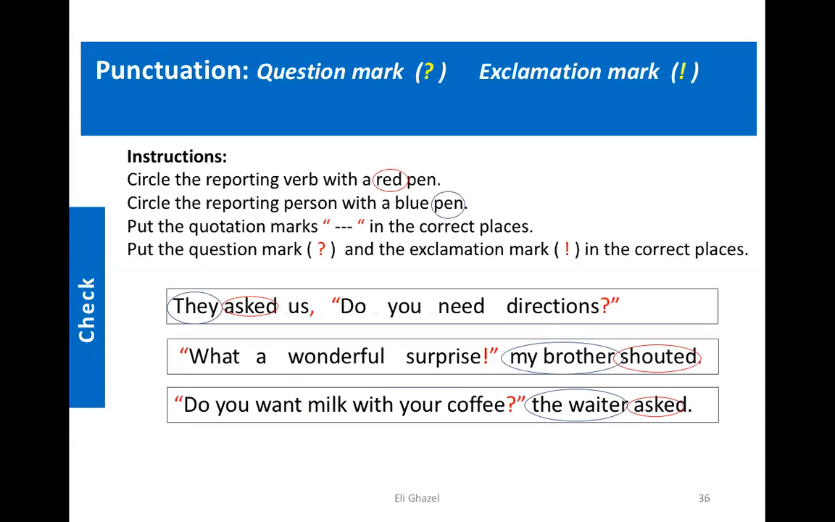"They asked us, comma, open the quotation marks, capital D, directions, question mark, close the quotations." "What a wonderful surprise!" Again, those are the exact words my brother shouted. "Do you want milk with your coffee?" the waiter asked. So it's a question. "Do you want milk with your coffee?" Question mark. Close the quotation marks. The waiter asked. So this helps the instructor and the student know what they have not reached a degree of automation in yet, in order to help them some more.